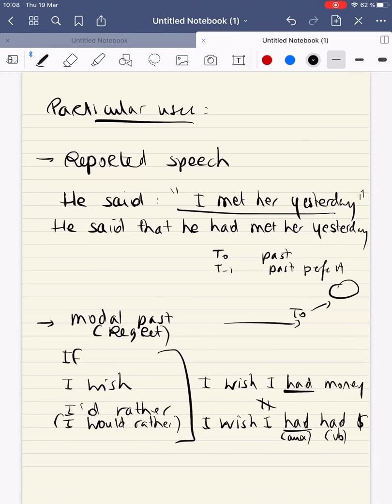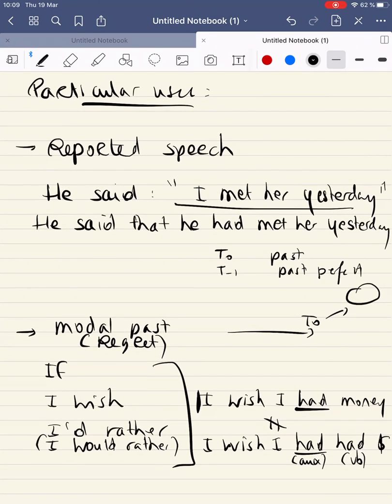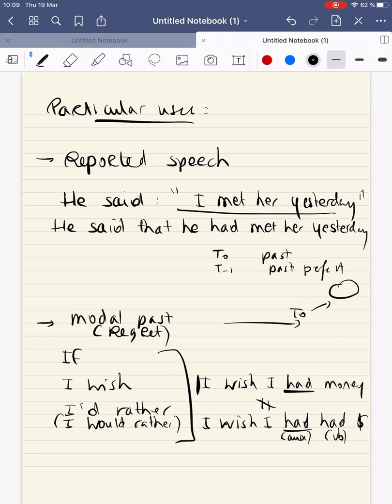If you say, I wish I'd had money, and don't worry about having had, this one is an auxiliary, this one is the verb, that means that, unfortunately, the chance of having money at some point is over. That will not happen. When you use the simple past, it might still happen. I wish I had money means maybe I will win the lottery one day. But when you say, I wish I'd had money, it means that you won't have money anymore in your life. It's finished. Maybe you're about to die and say, I wish I'd had money in my life. But this will not happen now, right?